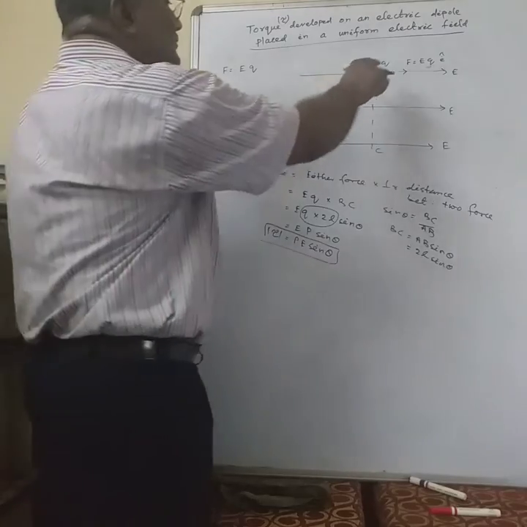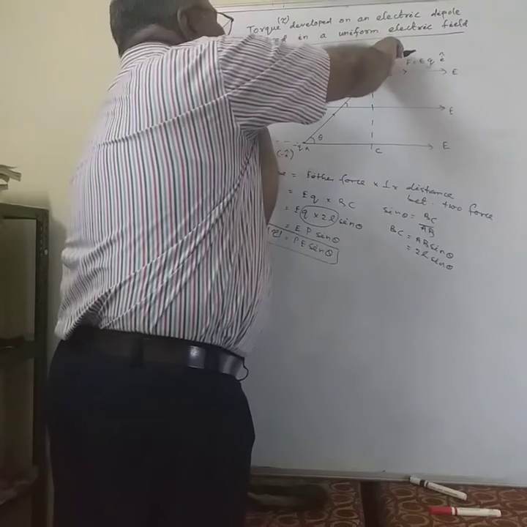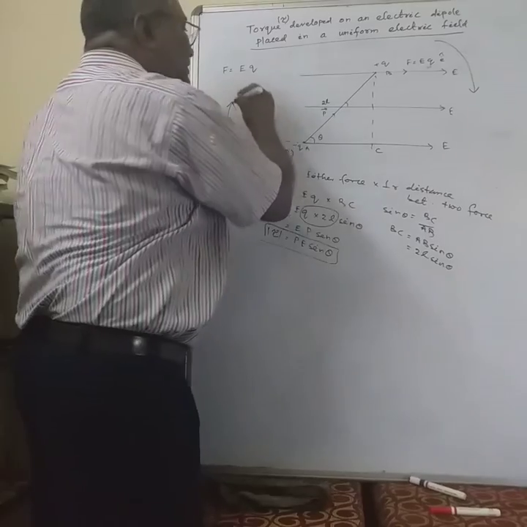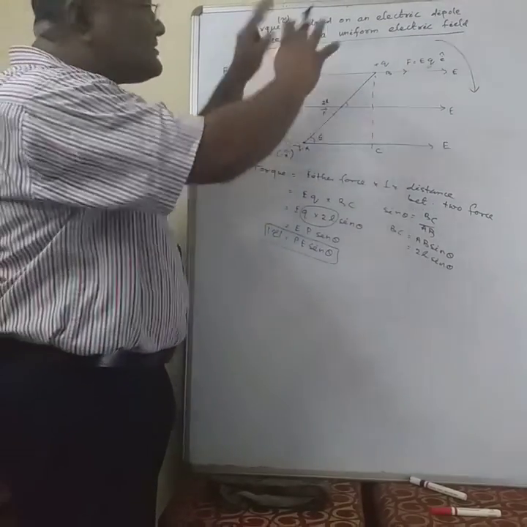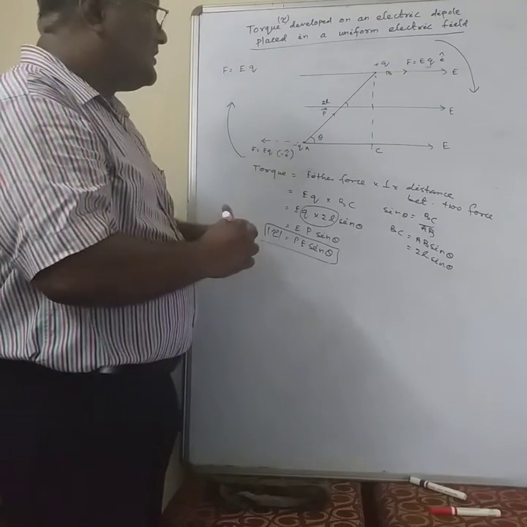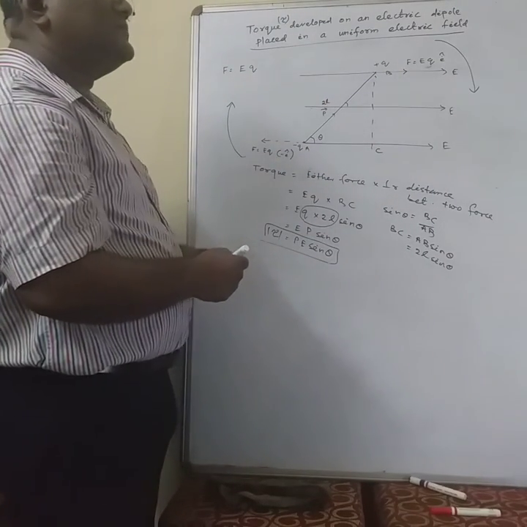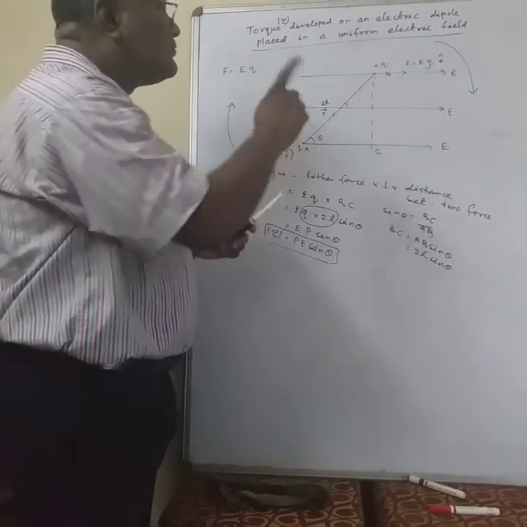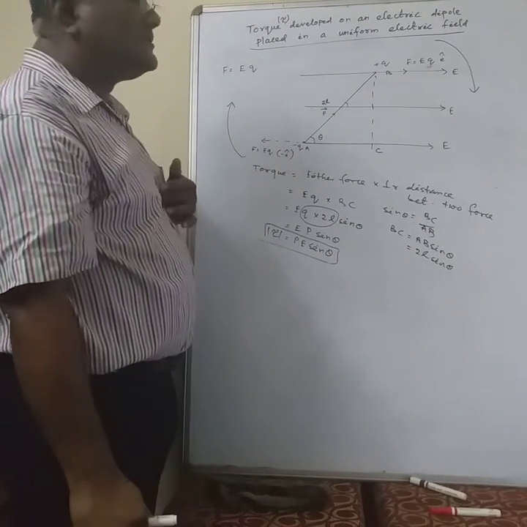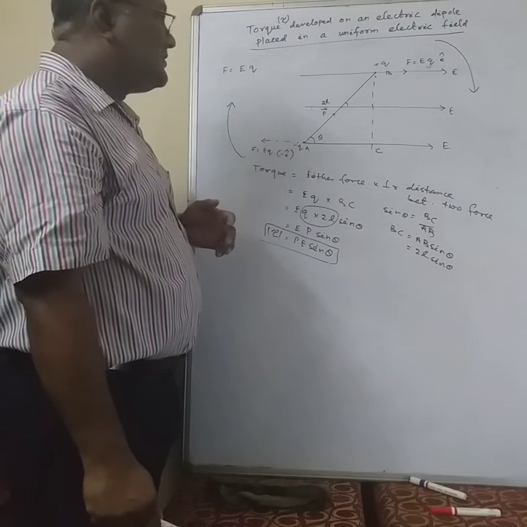Now you see, when one force is acting here, another force acting here, these two forces will constitute the torque in clockwise sense. I am not talking about torque in clockwise direction, this is clockwise sense. This dipole will be rotated in clockwise sense. When it rotates in clockwise sense, the direction of torque will be inward normal to the plane containing P vector and E vector. When the sense is clockwise, the direction will be inward normal. If sense is anti-clockwise, the direction is outward normal.